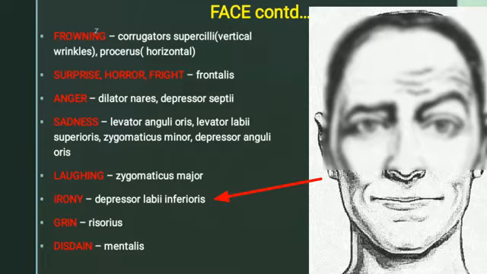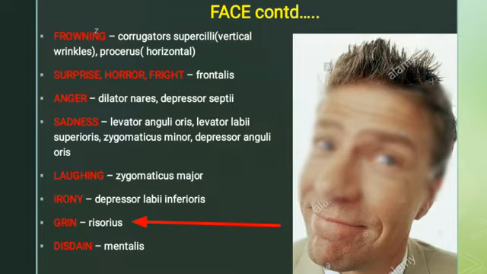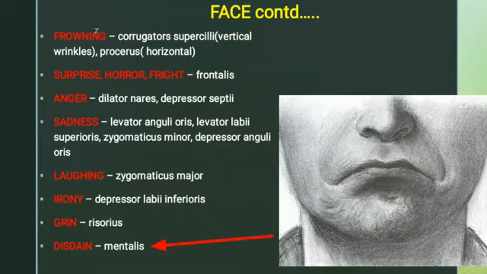Depressor labii inferioris expresses irony. The muscle for grin is risorus and that for disdain is mentalis. Mentalis also puckers the chin and protrudes the lower lip.